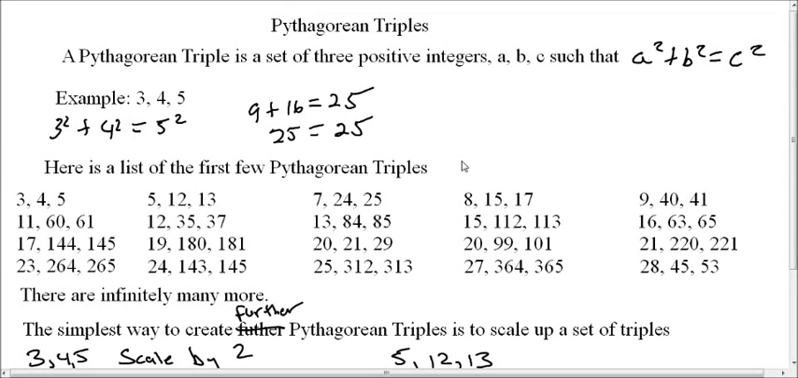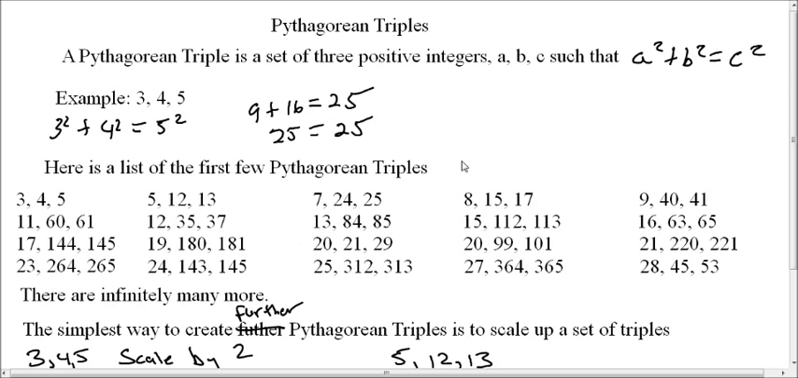Okay, as promised, I told you I would come back and talk to you about Pythagorean triples, which is simply a set of three positive integers, a, b, and c, such that a squared plus b squared equals c squared.